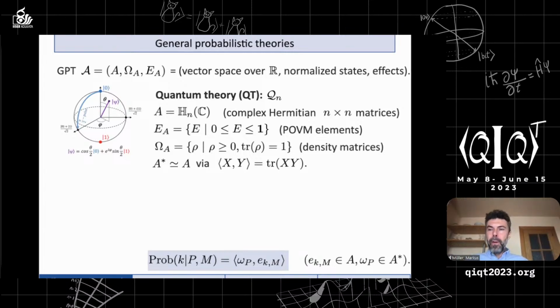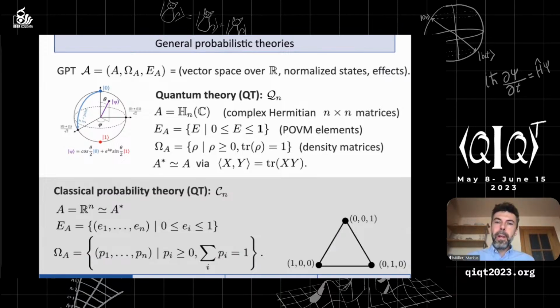The set of effects that give you measurement outcome probabilities are just the POVM elements, so operators that have eigenvalues between 0 and 1 and are self-adjoint. The states are the density matrices, self-adjoint operators rho with trace rho equal to 1. And then you can combine two of these to get a probability with the trace rule. Mathematically, this means that you take the space and the dual space and you identify them with this trace inner product. That's how you compute probabilities in quantum theory.